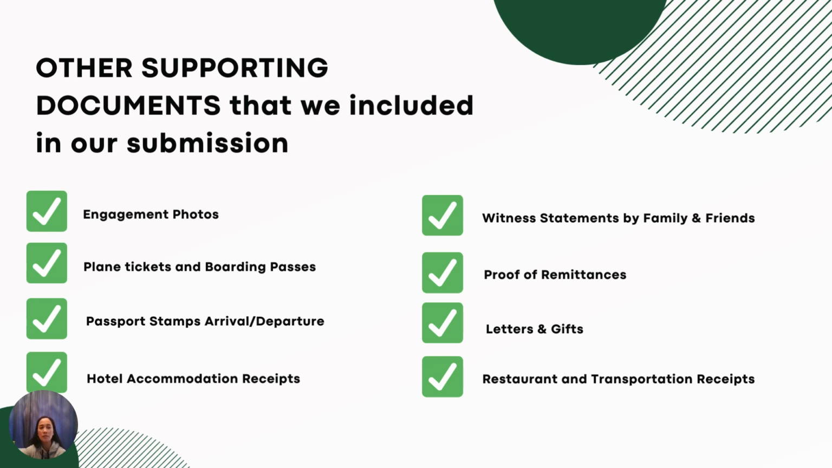So for us, when we met, we just basically booked a Grab, and from there we can easily retrieve the booking history from the Grab. So that's what we've printed out and included in our petition for alien fiancé.